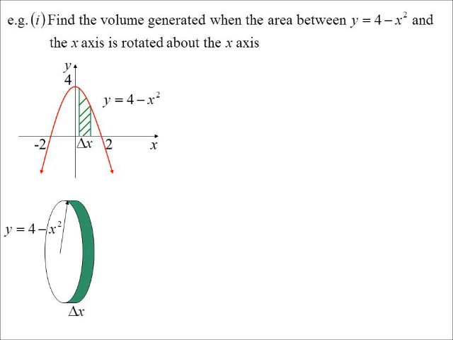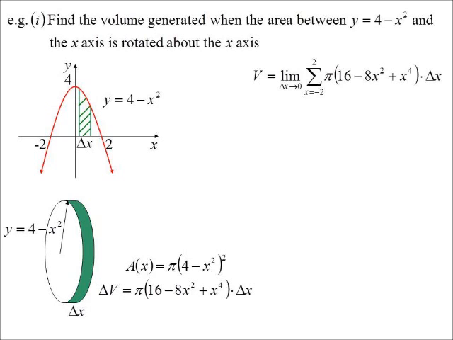Now if I was to rotate that, I get my solid, my disc, and the radius would be the y value, but in this case I know in terms of x, the y value is 4 minus x squared. So the cross-sectional face will have an area of pi (4 minus x squared) squared. So therefore the change in the volume will be pi, and I've just expanded that out, times the change in x. So to find the overall volume, I want to sum up all of those cylinders, from minus 2 to 2.